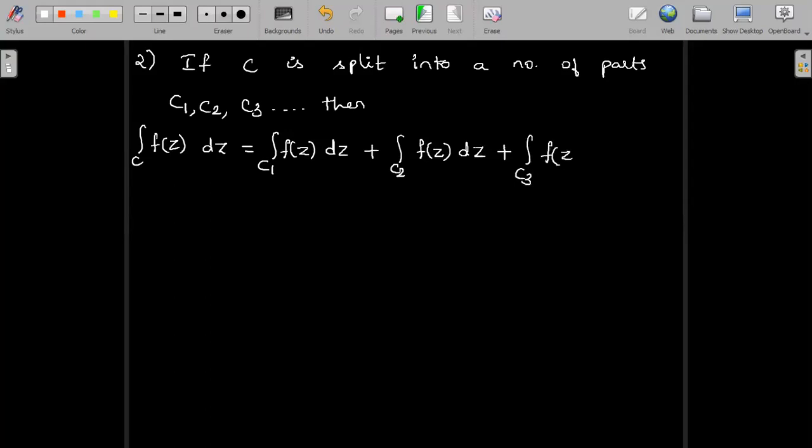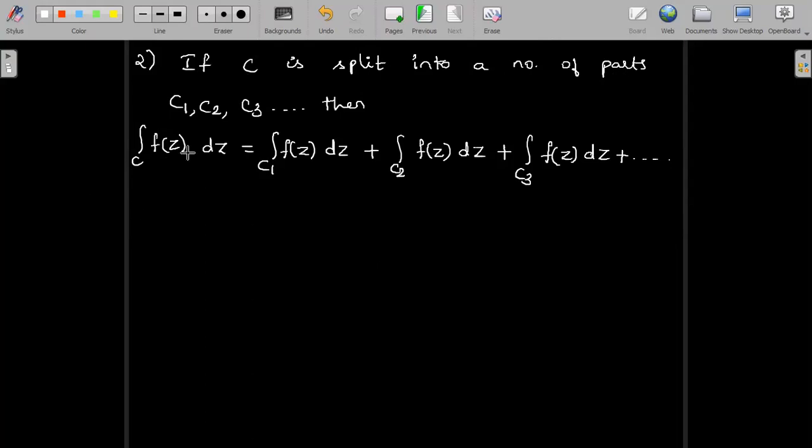So sometimes the curve C might be a square. A square consists of 4 line segments. So we have C1, C2, C3, C4, 4 line segments. Then in such a case, integral over C f of z dz can be written as integral over C1 plus C2 plus C3 plus C4. So based on the curve C, which is split up into different parts, we will be able to split this integral and write it down.